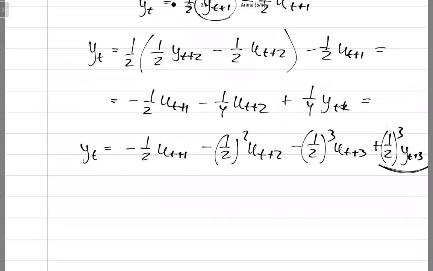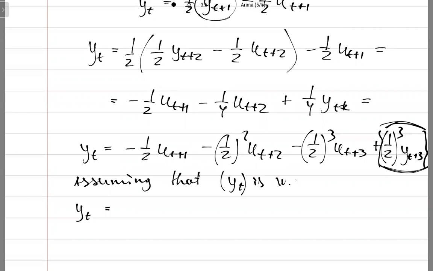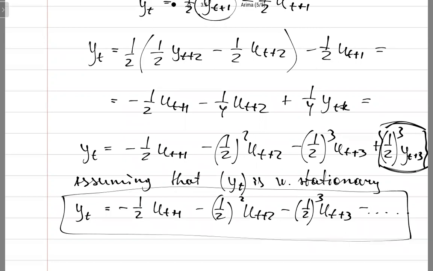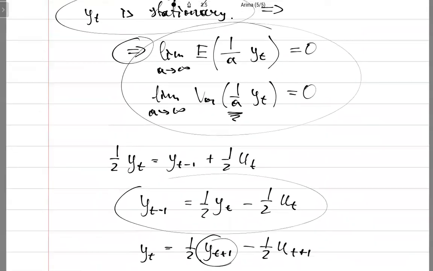And this term will have a higher and higher power in the denominator. It will be 2, 4, 8, 16, and so on. And basically, when I take the limit, I will get y_t, assuming that y_t is weakly stationary, equal to minus 1/2 u_{t+1} minus 1/2 squared u_{t+2} minus 1/2 to the power 3 u_{t+3}, and so on. And basically, you can check that this is a stationary solution of this equation.